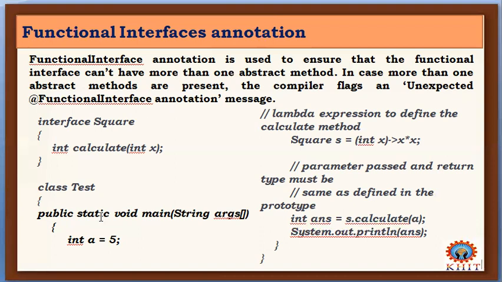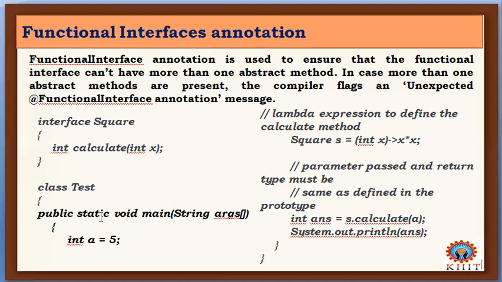See, in this example, we are defining an interface called Square. Okay, in that Square interface, we have only one method which is called calculate. What is the name of the method? Calculate. Is there any body written in that method? No. So we can say that it is an abstract method.